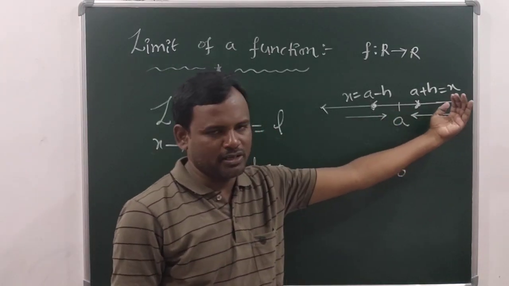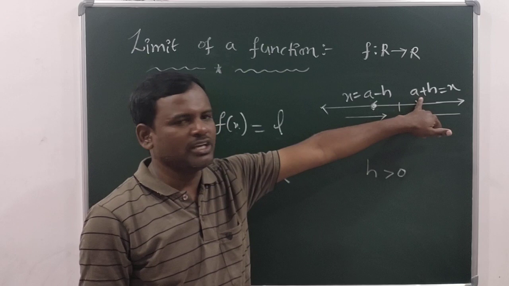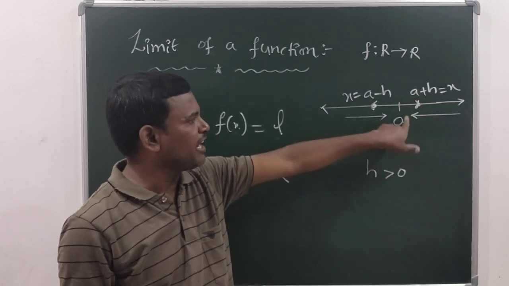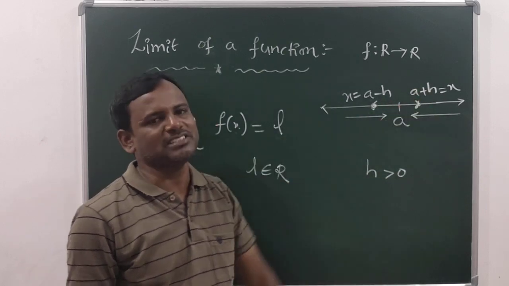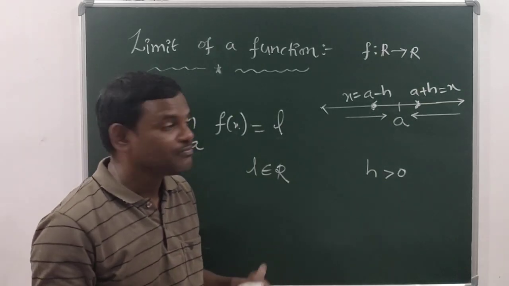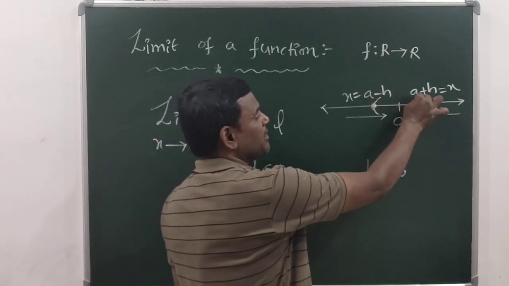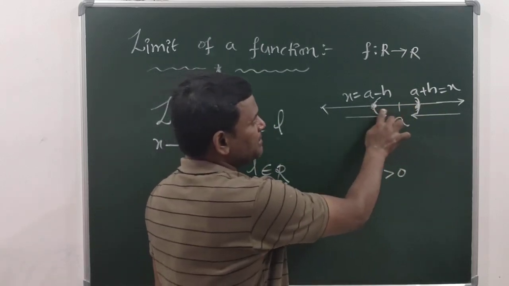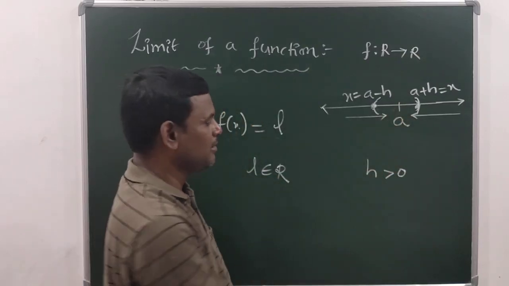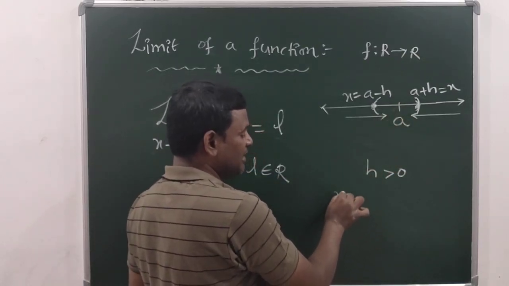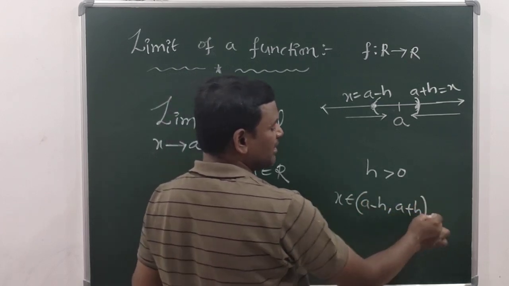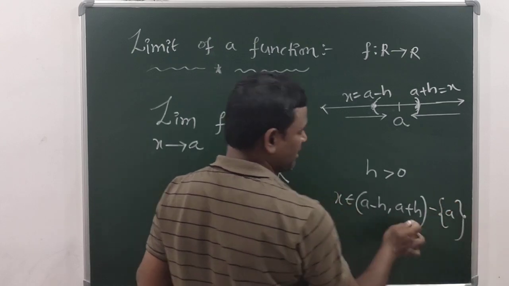So if x is reaching a from the right side, very close to a but not a. So this small quantity we are adding to a, so that we may get here a plus h. So our x may be from here to here. Okay, here some gap is there, no? In this gap our x can take any value, but not exactly a. Our x may take any value from a minus h to a plus h, but not a. So delete a from this interval.